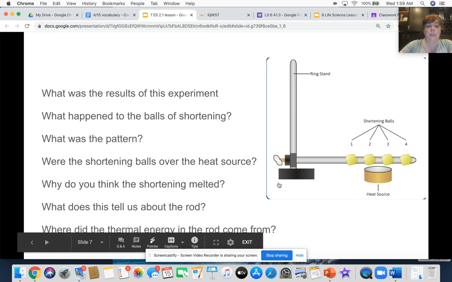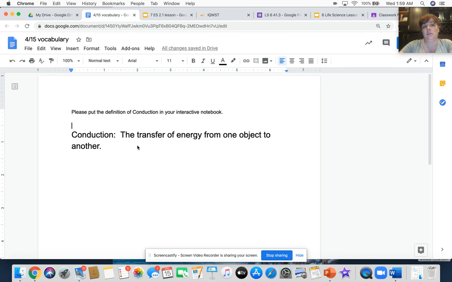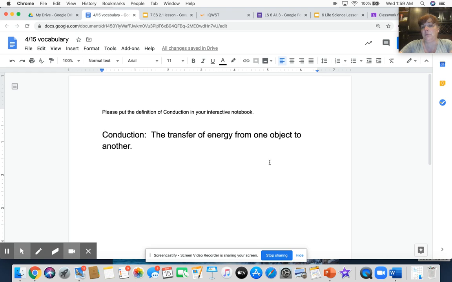Okay. All right. Now, your assignment. You have a vocabulary entry to make. That's an easy one. And then you have a very short few question assignment to do on Google Classroom.